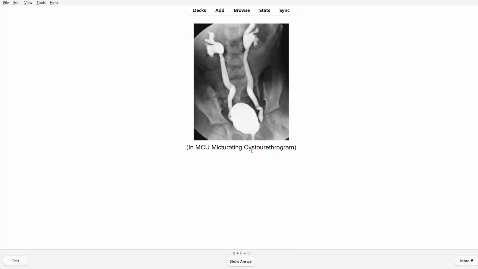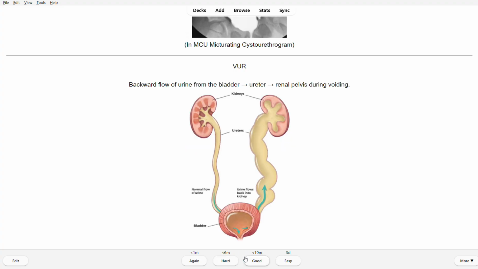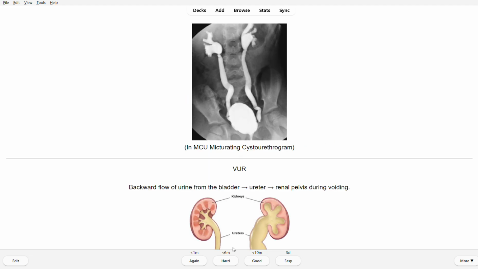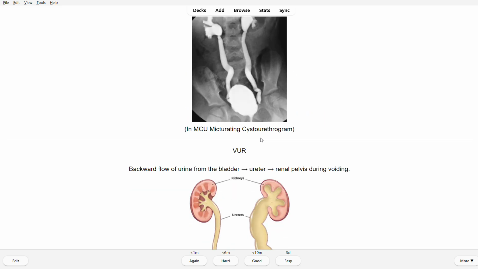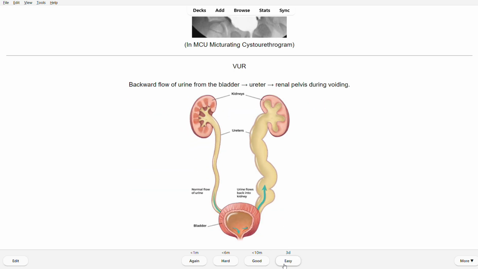This is a micturating cystourethrogram. What is the finding here? This is vesicoureteric reflux or VUR. What happens in VUR? There is backward flow of urine from the bladder into the ureter and to the renal pelvis. So the ureter is dilated as well as the renal pelvis is also slightly dilated, which forms the VUR.